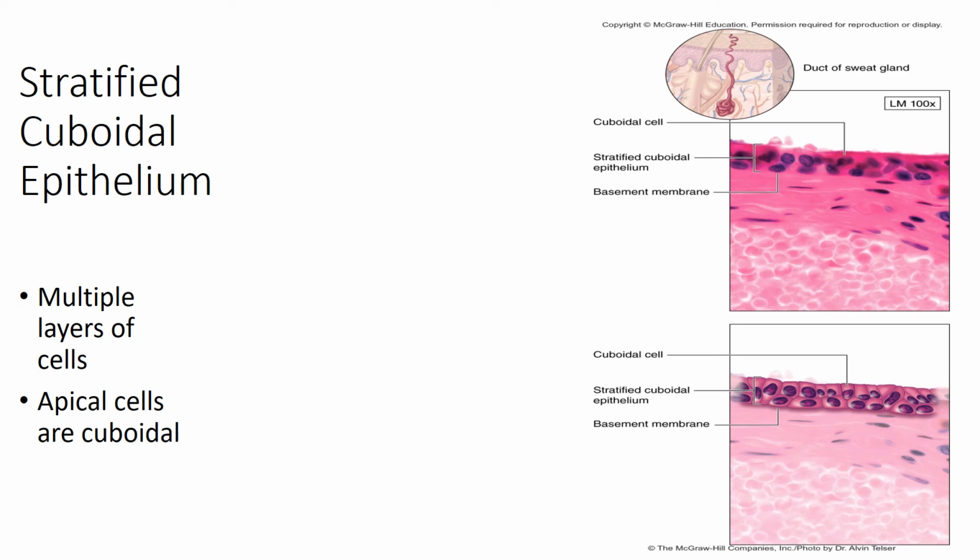Stratified cuboidal now, we have stratified, multiple layers of cuboid cells as tall as they are wide. The purpose of this is for protection and secretion, so we find this a lot within our ducts and our glands, and so it helps with making sure that these glands are going to be protected.